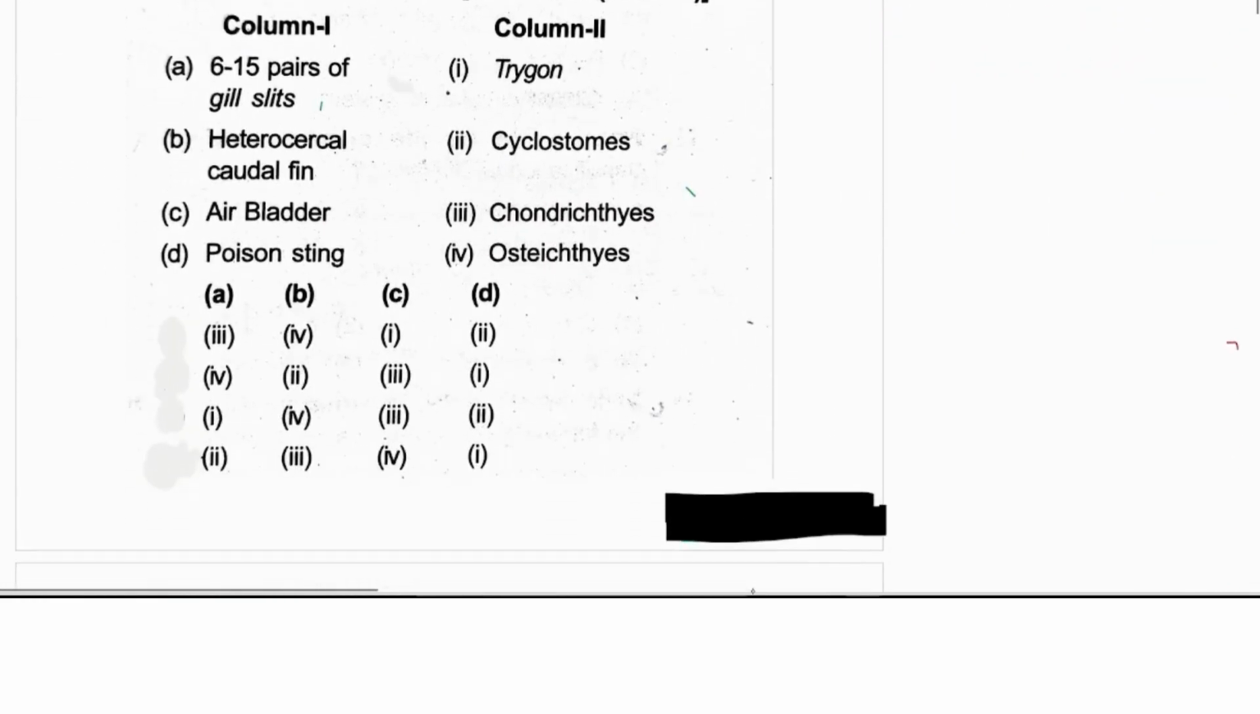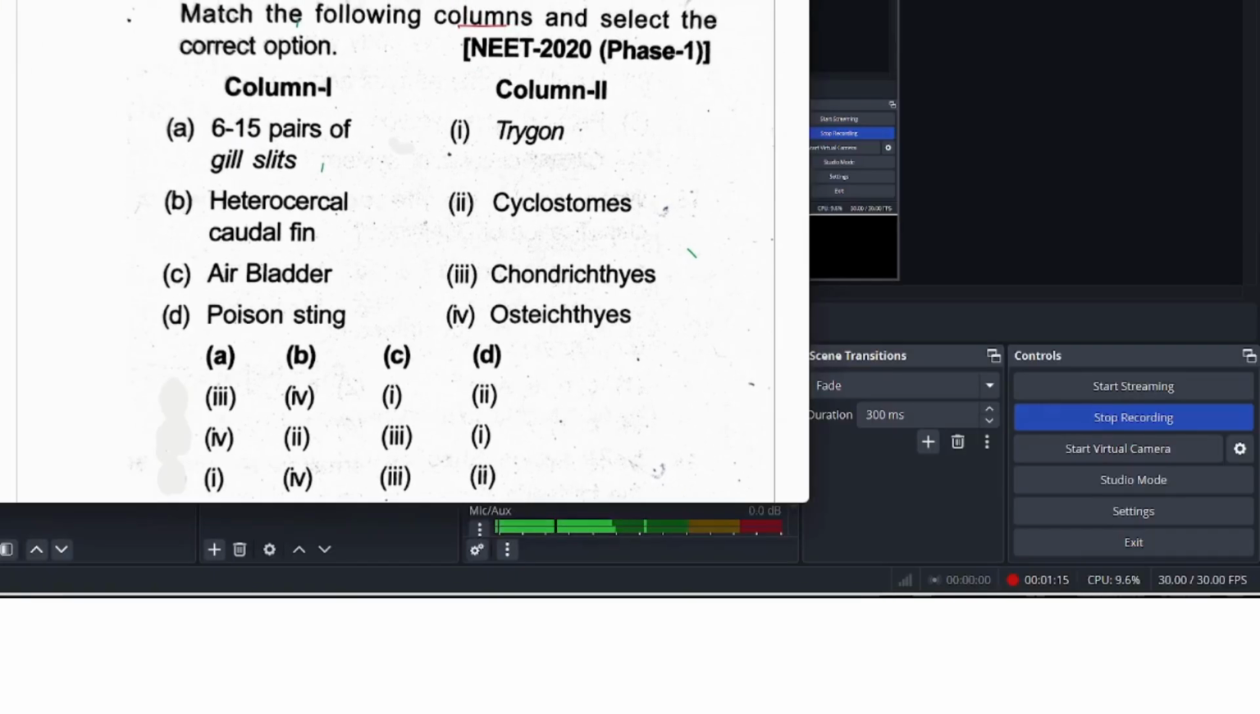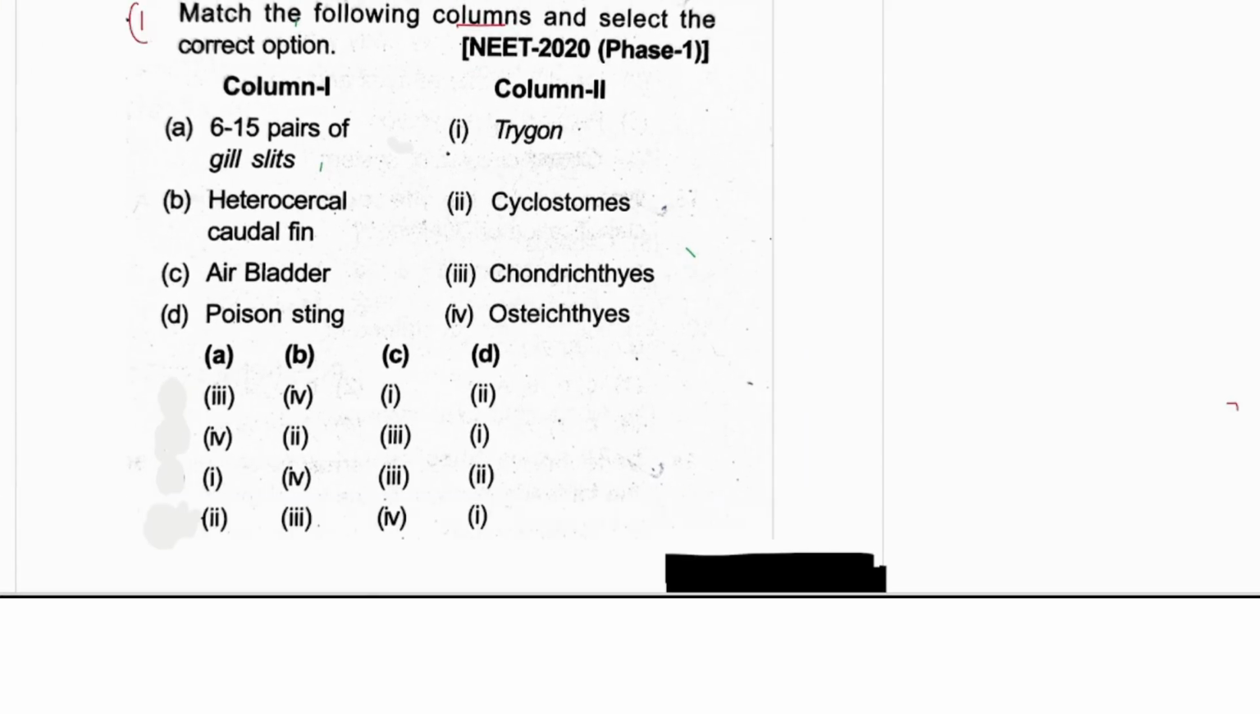Okay, so here the question number first is in front of you. Match the following columns and select the correct option. So here the 6 to 15 pairs of gill slits, we have easily seen these all in the cyclostomes, right? These we have seen in the cyclostomes.